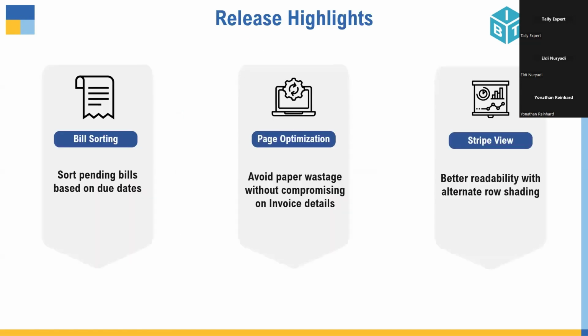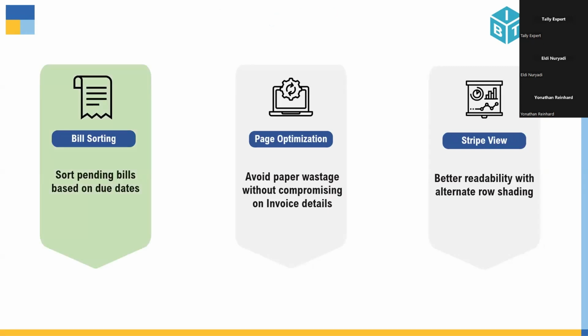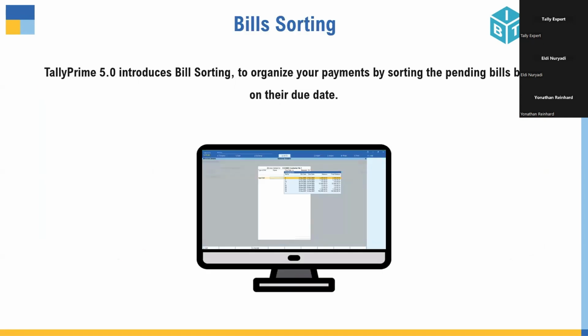So as we can see, these are the three major highlights of TallyPrime release 5.0: bill sorting, page optimization, and stripe view feature. So first, we will start with the bill sorting feature. With the bill sorting feature of TallyPrime, it will allow the user to have more flexibility on sorting the pending bills based on the information that they require. And by introducing this feature, we hope that users can organize the settlement of any pending bills to be easier and more flexible based on the due date of pending bills.